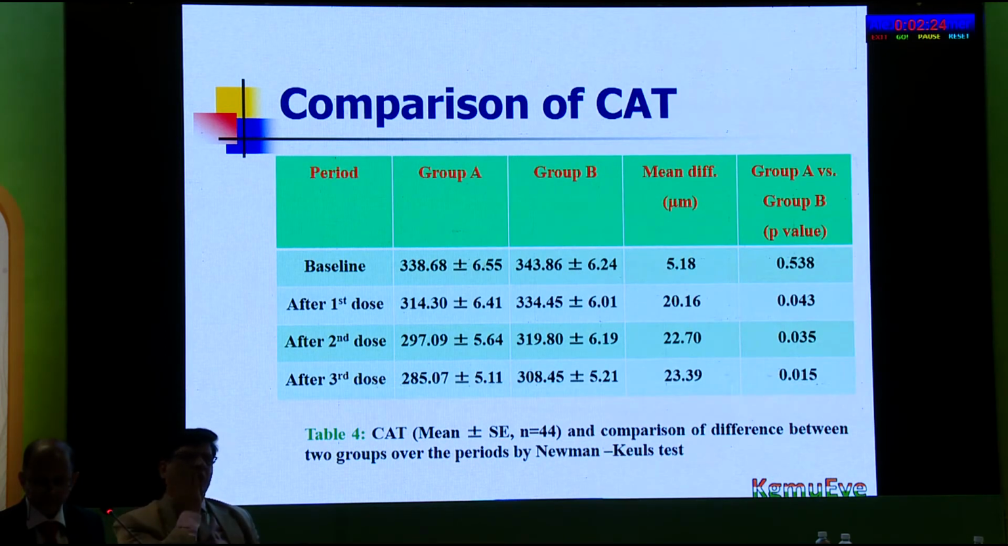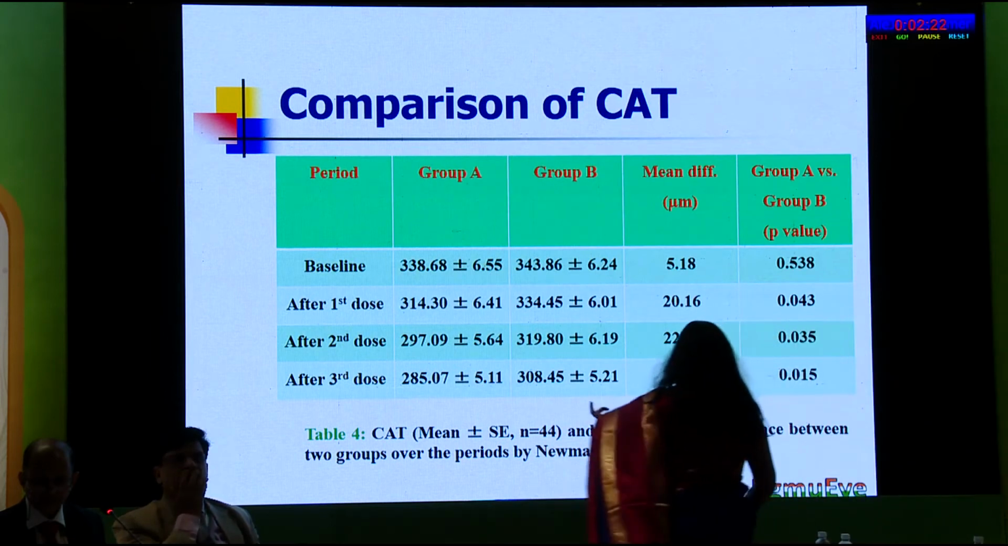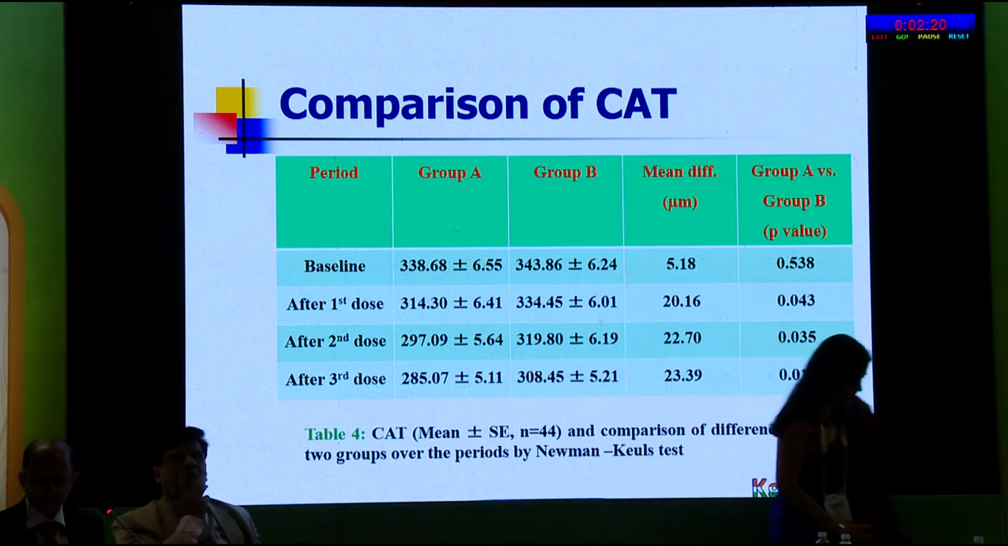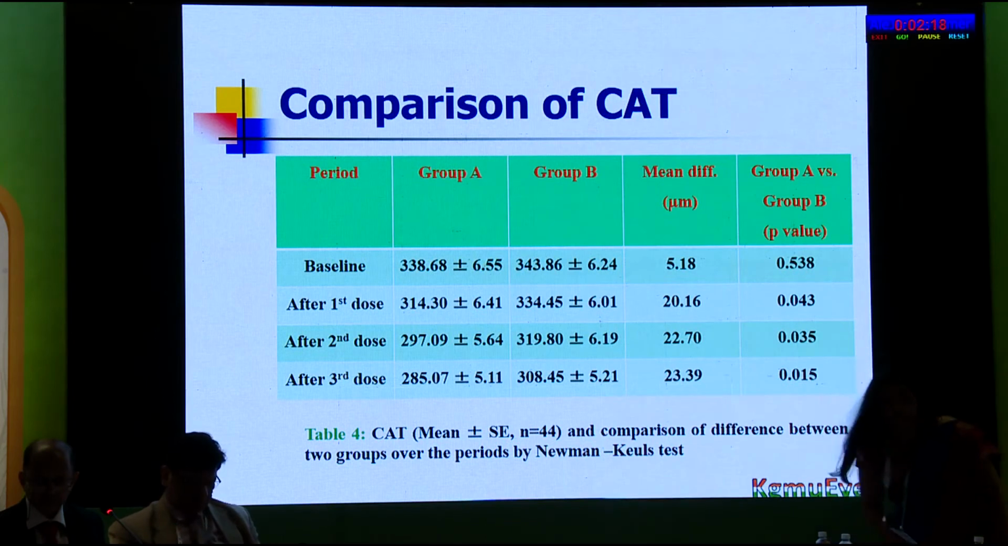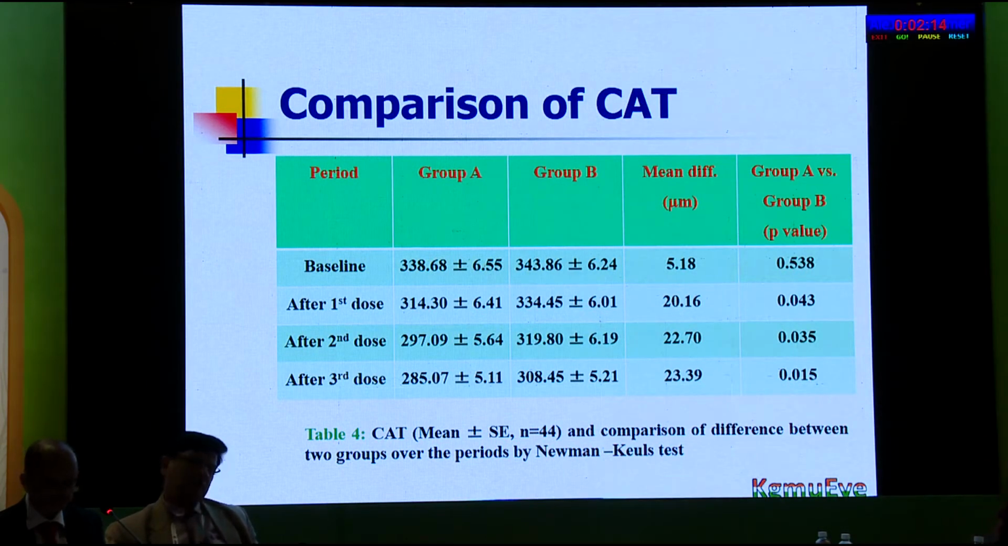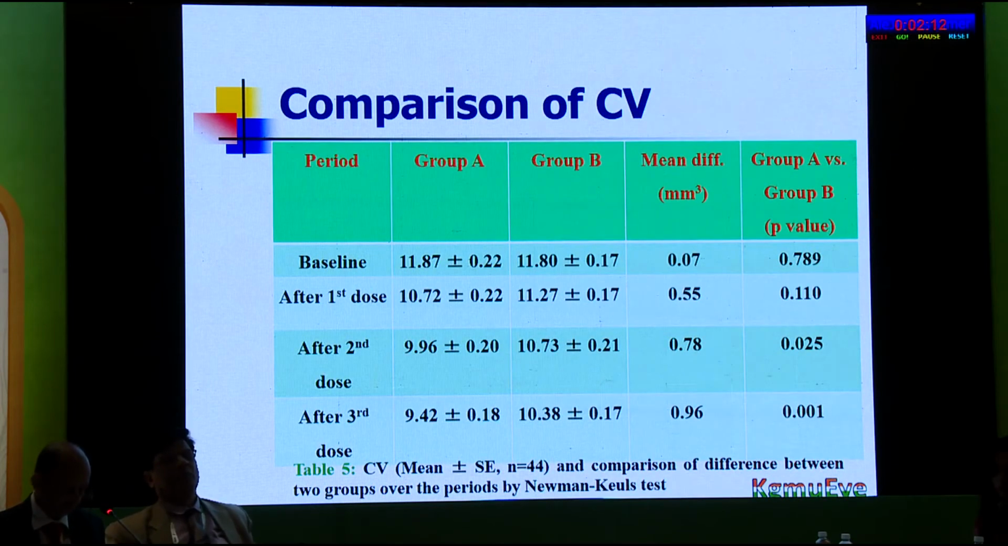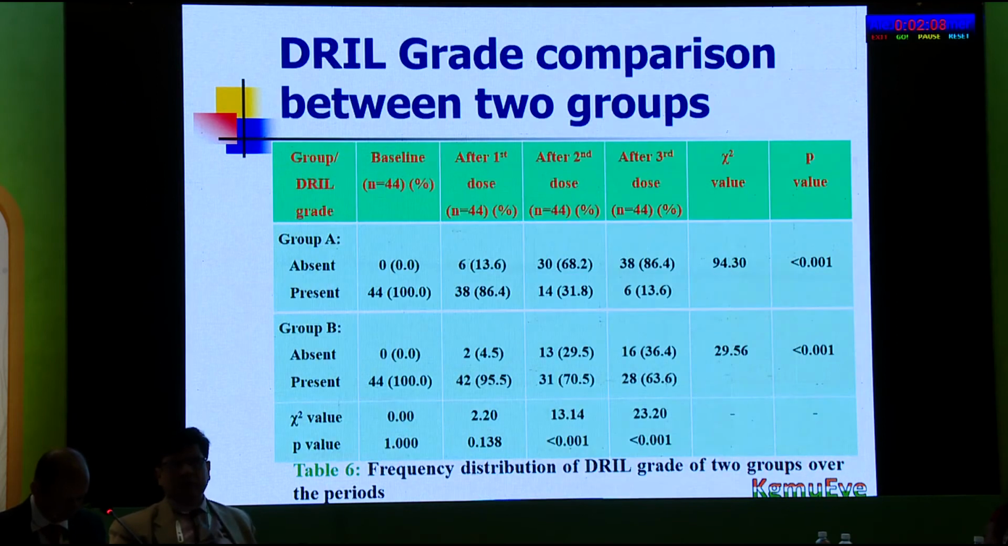Similar trends were noticed in the CAT. After the second dose, in group A the mean value is 297 and group B is 319, which further decreased in the third dose. The cube volume also showed similar trends.